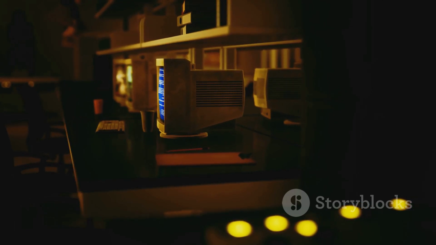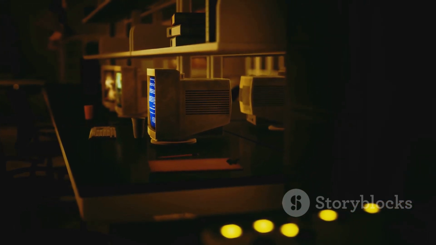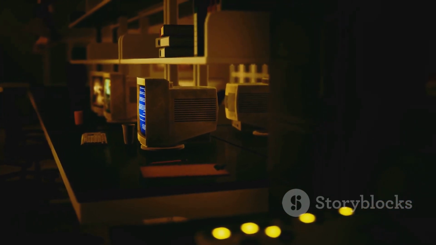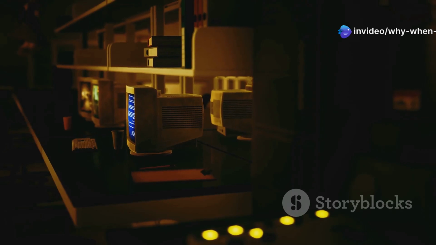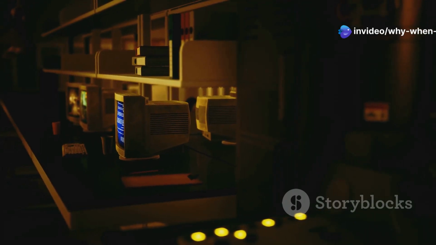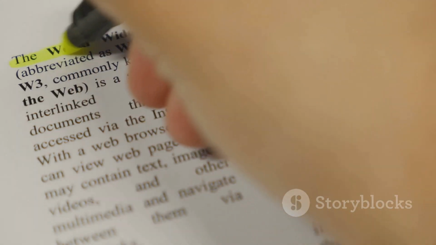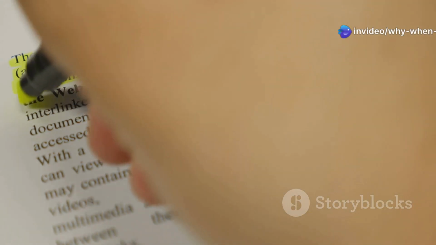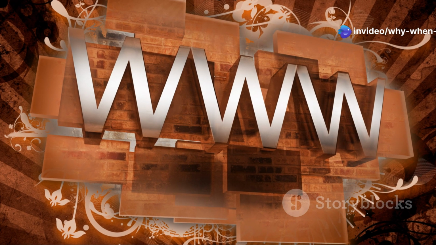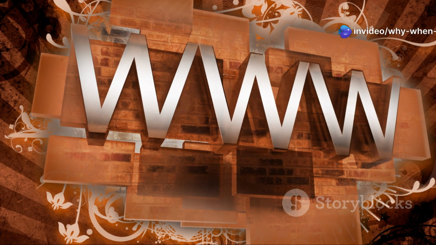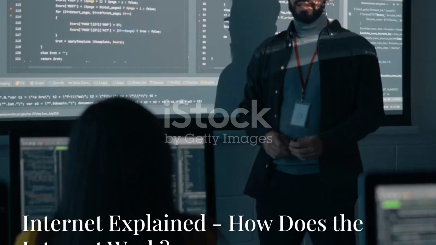In the 1970s, Vint Cerf and Bob Kahn developed TCP/IP protocols, the language computers use to talk to each other over networks. It's still used today. In 1989, Tim Berners-Lee, a British computer scientist, invented the World Wide Web, which introduced websites, hyperlinks, and browsers, basically the internet as we know it. So, ARPANET was the skeleton, TCP/IP was the brain, and the web was the face.